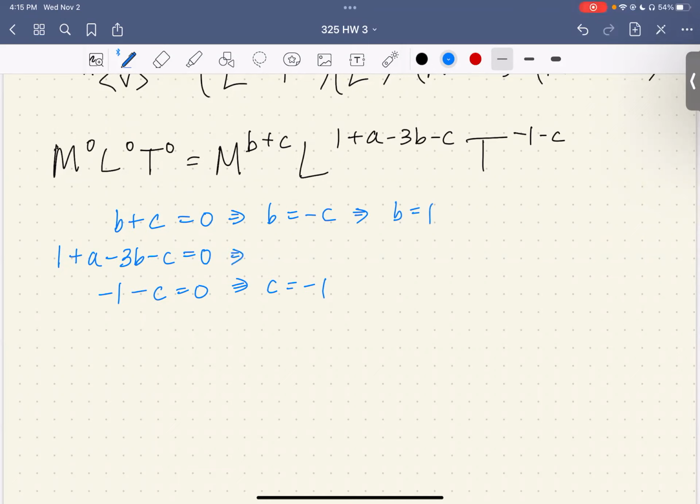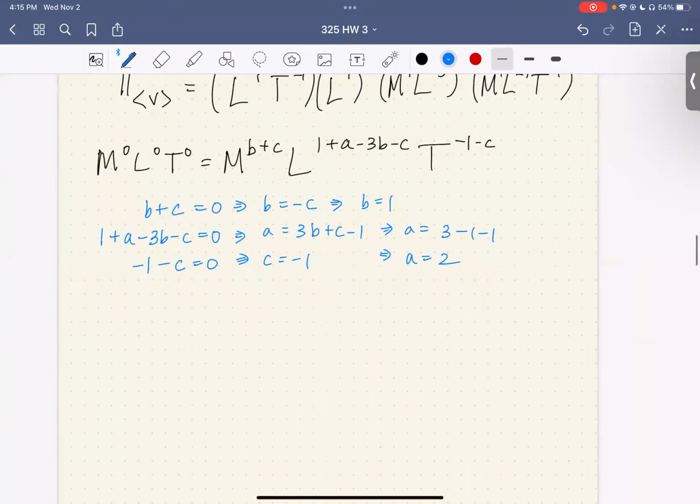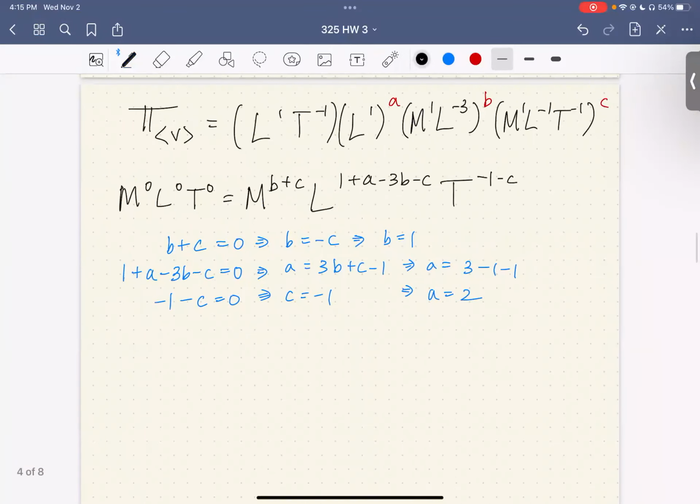Then now we have A is equal to 3B plus C minus 1. And then that means A is equal to 3 minus 1 minus 1. That brings A to 2. Great, now let's put it all back into our expression.